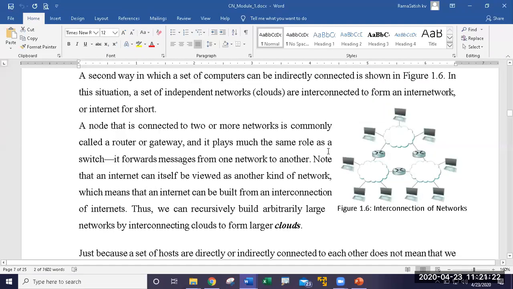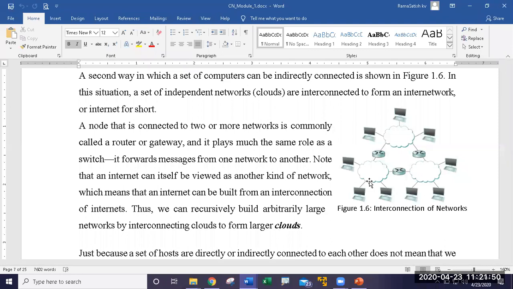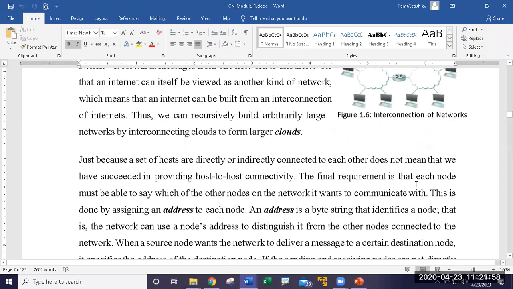If you have a very complex network, it is represented by an abstract diagram, which we call a cloud. A cloud is an abstract representation of a complex network. Two different clouds can be interconnected through gateways. The interconnection of networks of networks, we call it the internet.